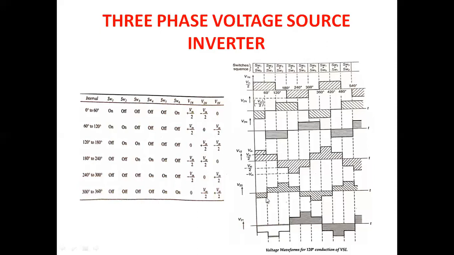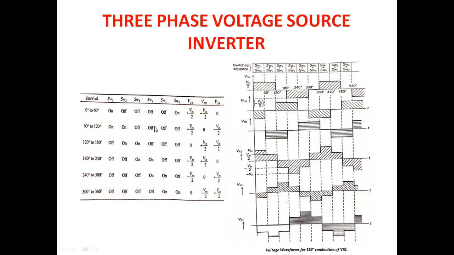Now what is V31? That is V3n minus V1n. That is 0 minus Vin by 2, that is minus Vin by 2. It is clear. So V31 means V3n minus V1n, that is 0 minus Vin by 2, that is minus Vin by 2.